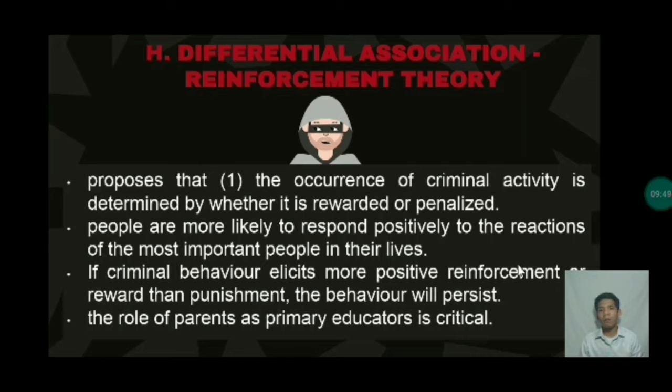If a criminal behavior elicits more positive reinforcement or reward than punishment, the behavior will persist. The role of a parent as primary educators is critical. So, in this theory, parents' role is very important, for they are the ones who will reinforce the behavior of their children. If a person will reward the negative behavior of his child, then the behavior will persist until he becomes an adult. This is why parents must know how to reinforce their child's behavior.